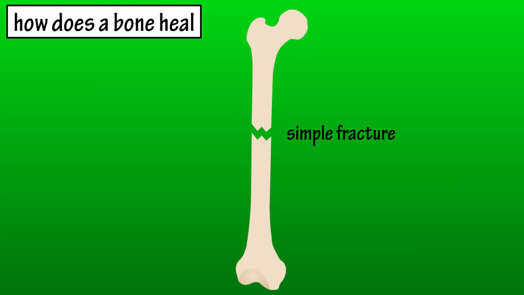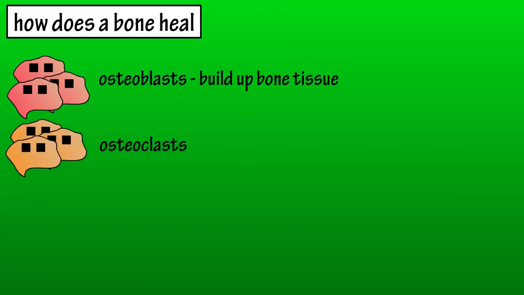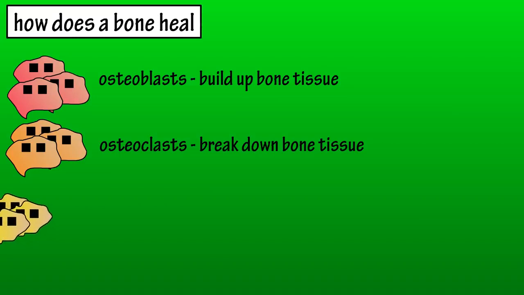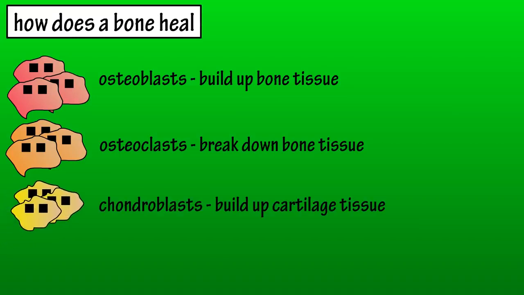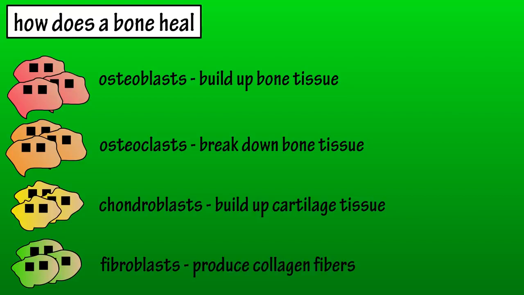We're going to start by looking at some bone cells. First, we have osteoblasts, which build up bone tissue. Osteoclasts are next, and they break down bone tissue. Chondroblasts, which create fibrocartilaginous tissue, and fibroblasts, which produce collagen fibers. All of these cells play important roles in the healing process.